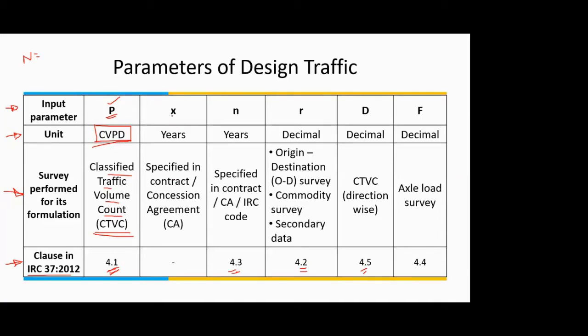Then the next input parameter is small x, that is years. In years, that is the period of construction. So how much time it requires to construct that particular road. It may be a highway, national highway, state highway, expressway, or any road. So this X, you get it directly from the contract or the concession agreement.